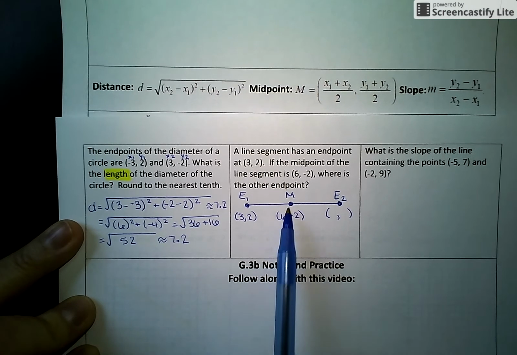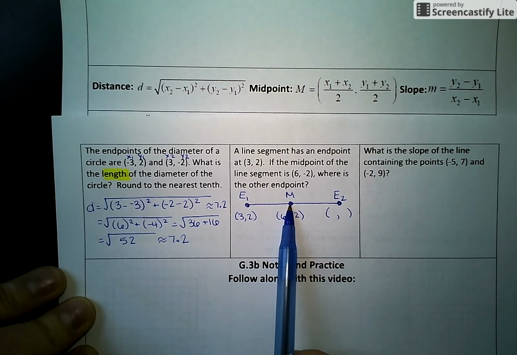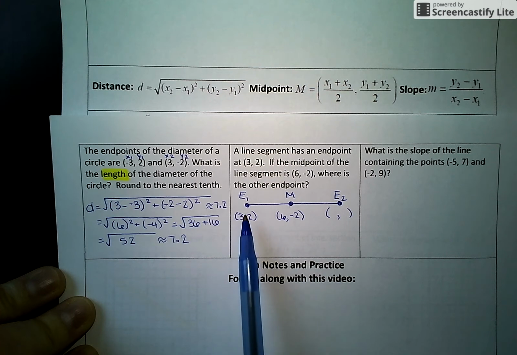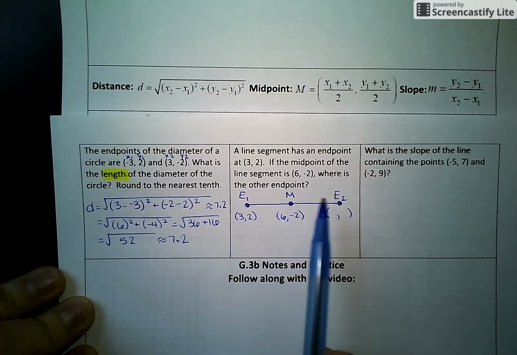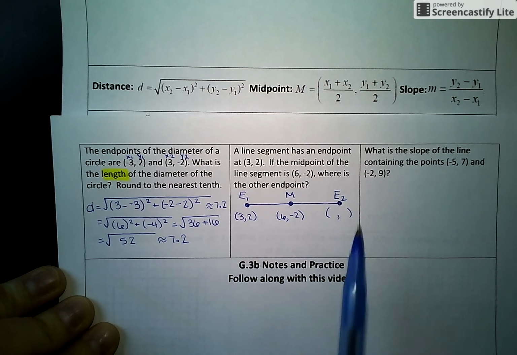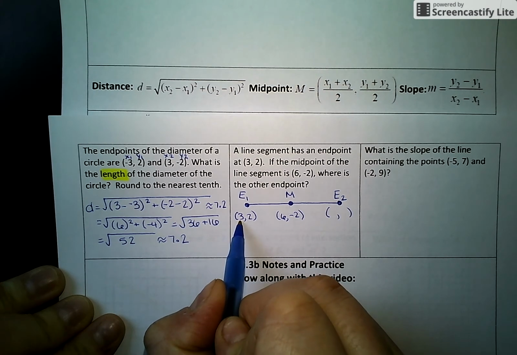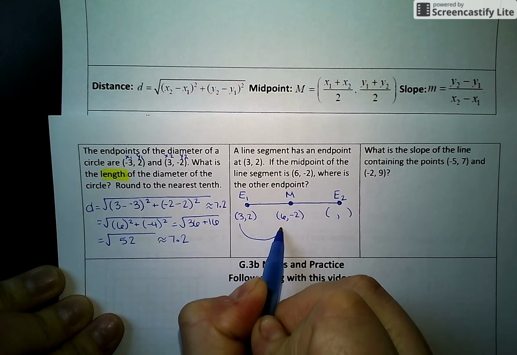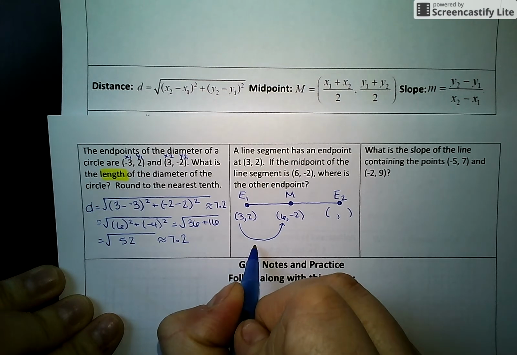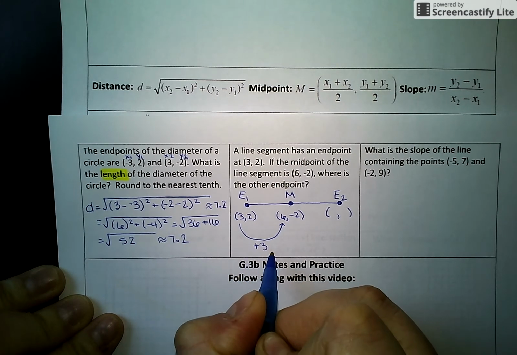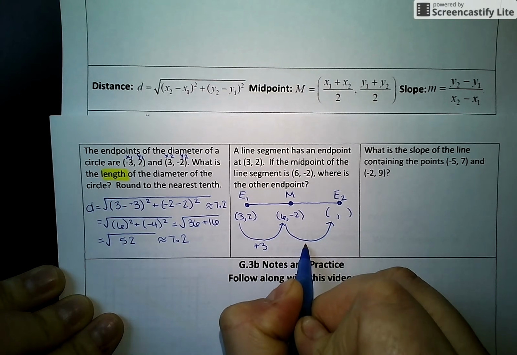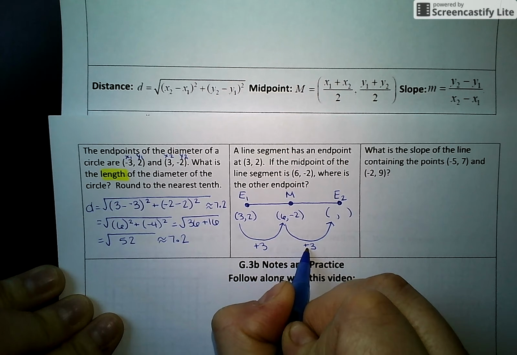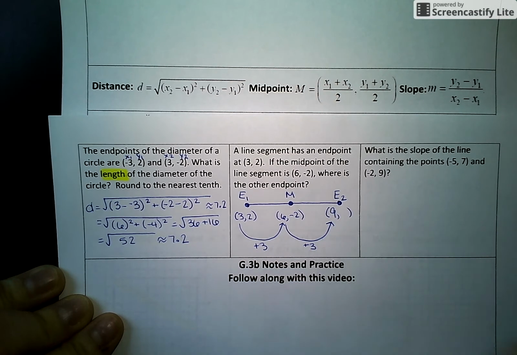Well, since the midpoint is right in the middle, I can use a pattern to get from endpoint 1 to the midpoint to endpoint 2. In order to get from the x value of 3 to the x value of 6, I need to add 3. If I follow that same pattern, 6 plus 3 is 9.